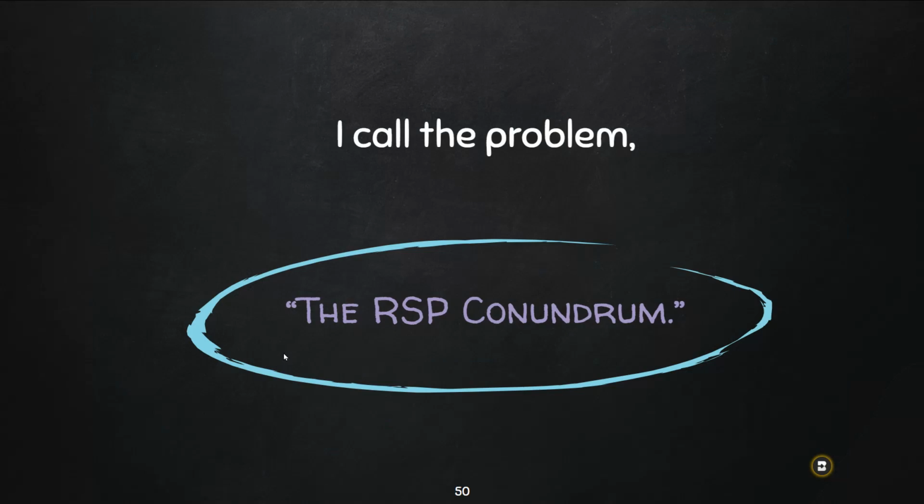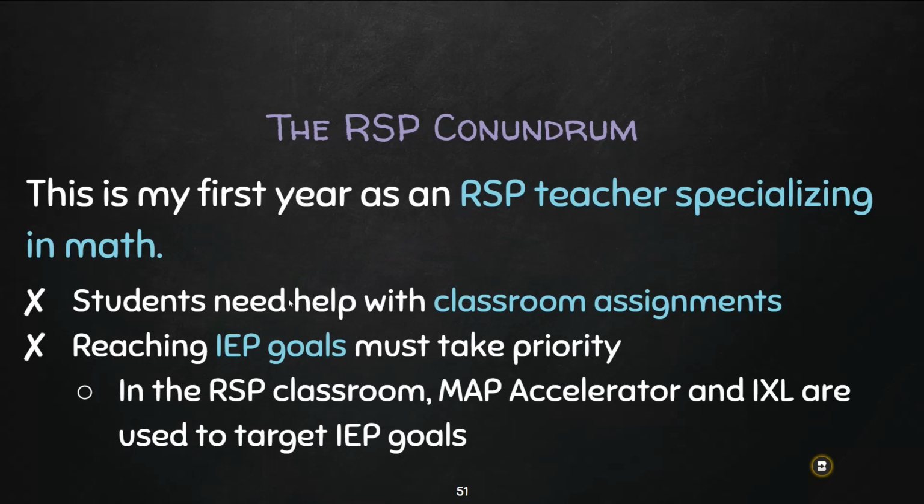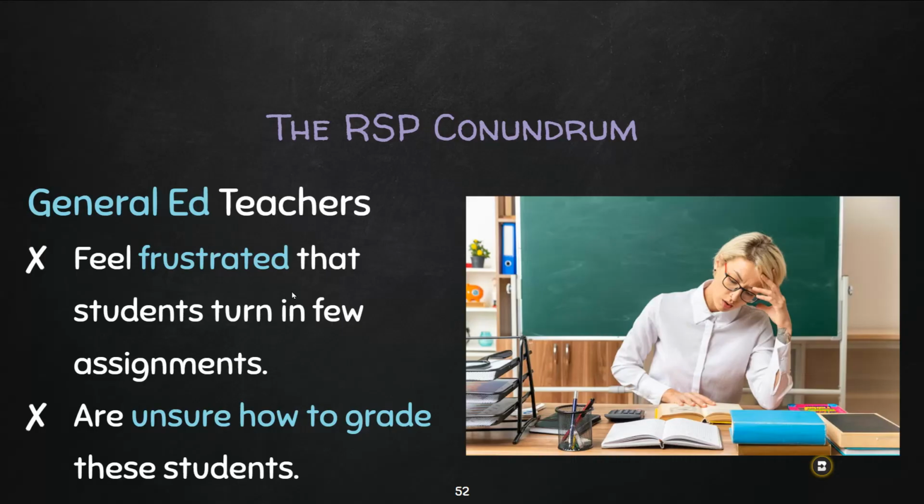As an RSP teacher specializing in math, students come to my classroom for help with their current classwork, but more importantly, to meet their IEP goals. They come to the RSP room during the second half of their general ed math classes, usually during the time when students work on class assignments. The general ed teachers feel exasperated because their students turn in very little work, and there's no school policy for how to grade these students fairly.